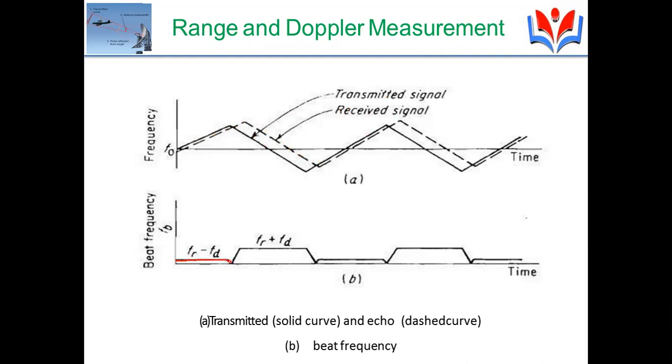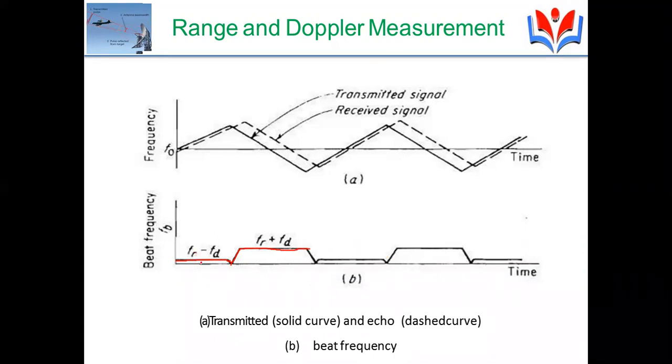And this particular beat frequency is more here, right? The distance between these two is more here, so that distance is considered here as FR plus FD. So FR minus FD, FR plus FD. What happens here? The beat frequency is varying.